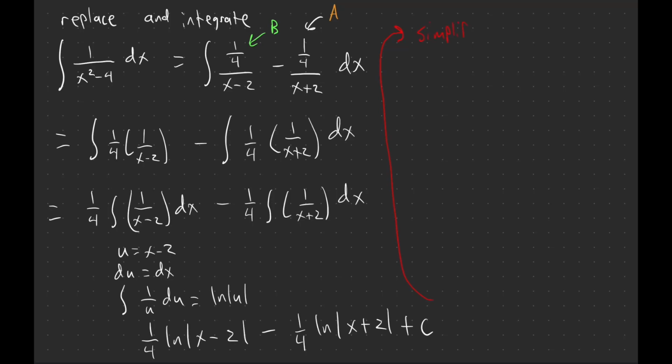With these, we can simplify using log rules. We're going to be factoring out the 1/4 and then setting those subtracted to each other. And if you remember log rules, if you're subtracting them, it's like dividing. So we get 1/4 natural log of x minus 2 over x plus 2, plus c. And that'll be our final answer.